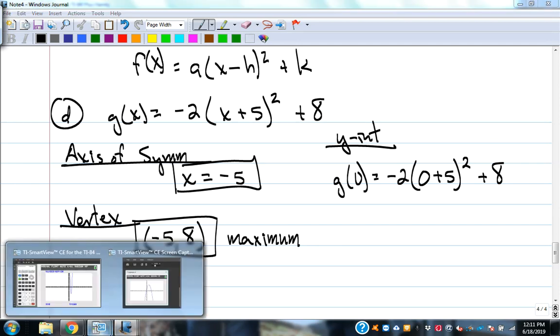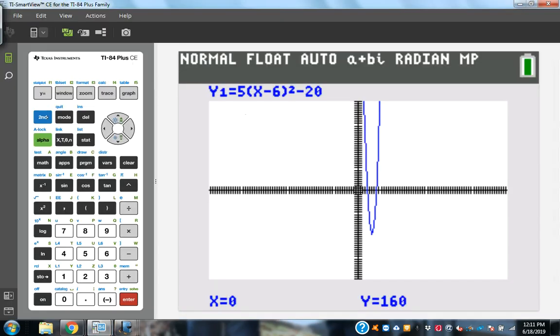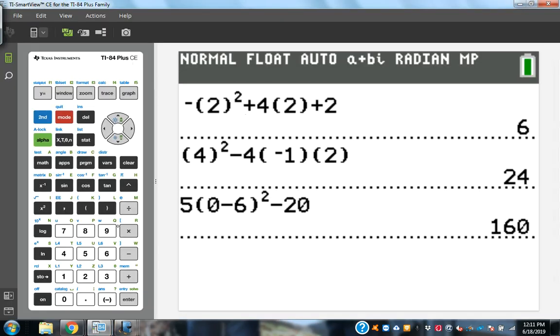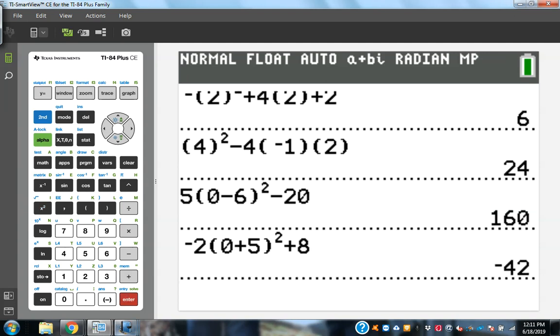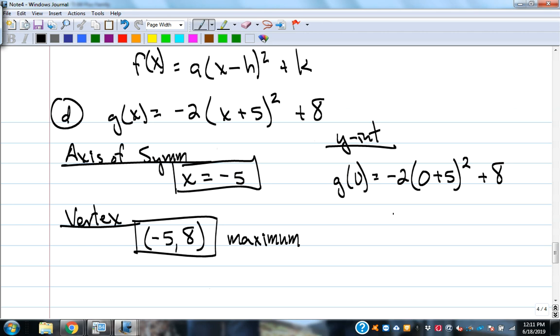So I'm just going to use my calculator to help me out here. I'm going to hit negative 2 parentheses 0 plus 5 squared plus 8. Negative 42. So my y-intercept is at 0, negative 42.